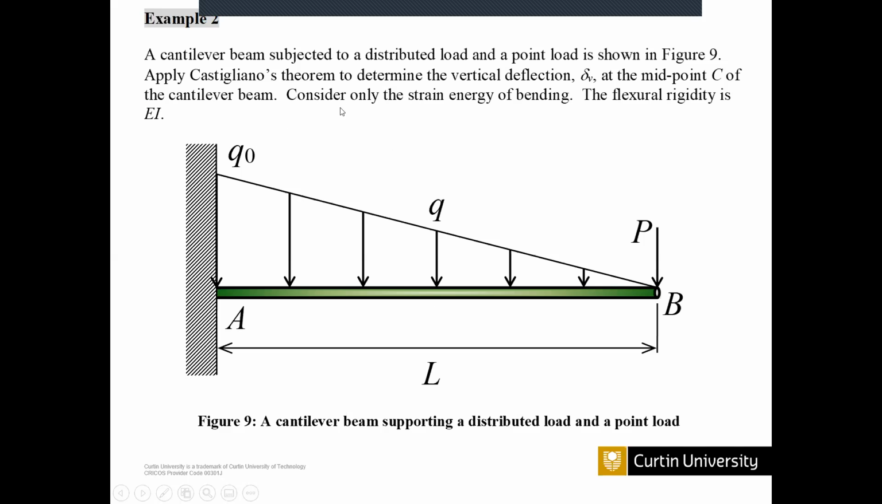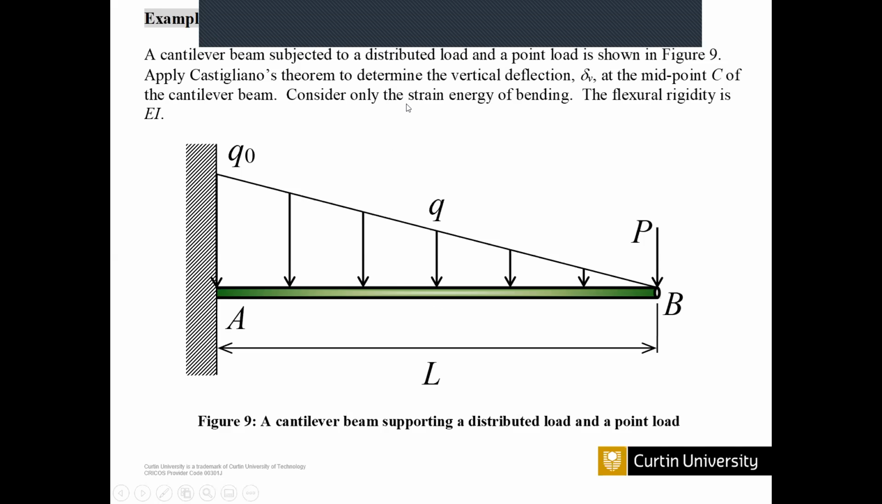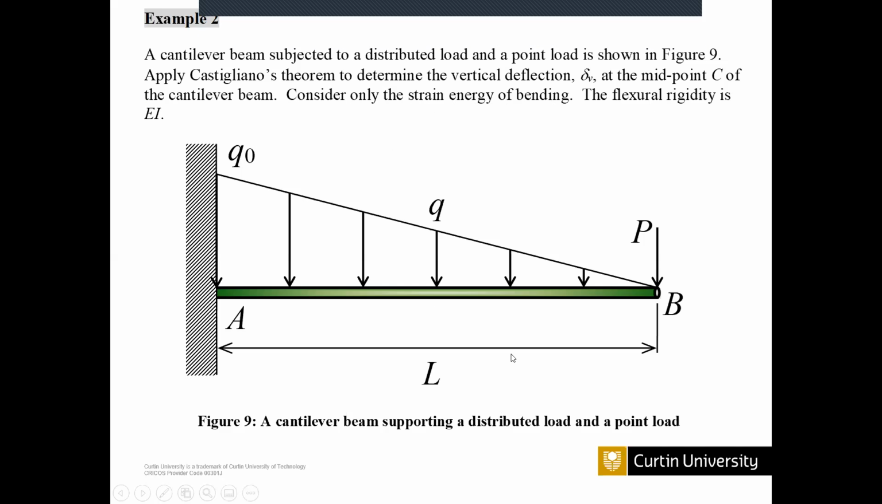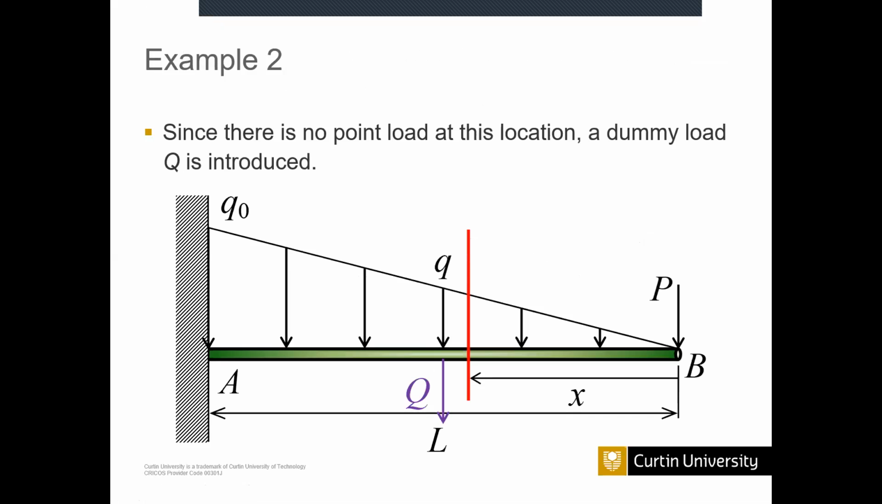And they mention here, consider only strain energy of bending. You don't want to consider the axial or something like that. If axial is also available, you need to calculate the axial separately as well. That's the superposition principle. And if there is torsion, you need to calculate the torsion deflections separately, then combine them together. Consider only strain energy of bending. The flexural rigidity is EI, same beam, same values. So you need to find the point C somewhere here.